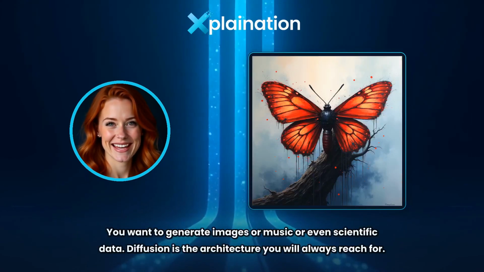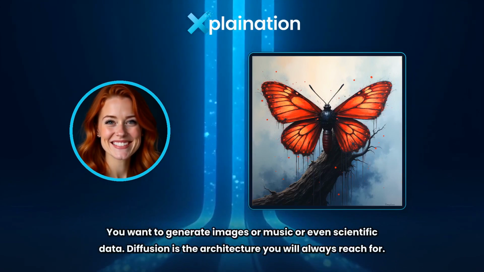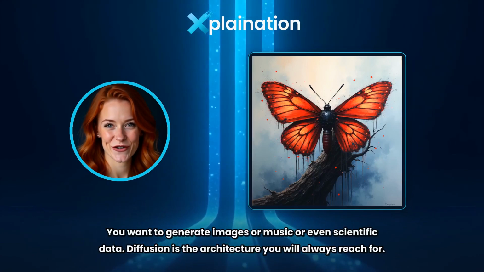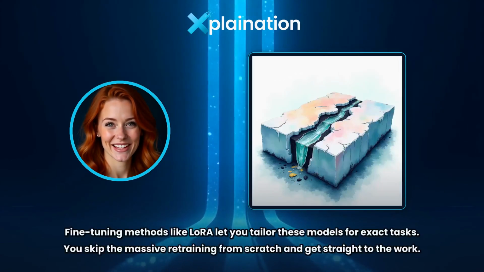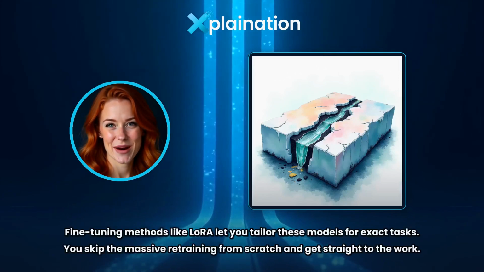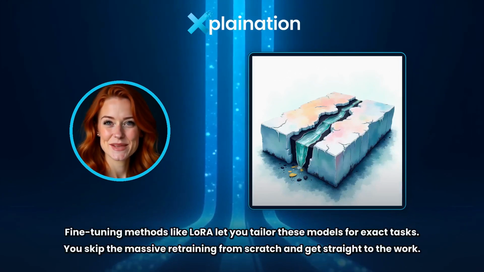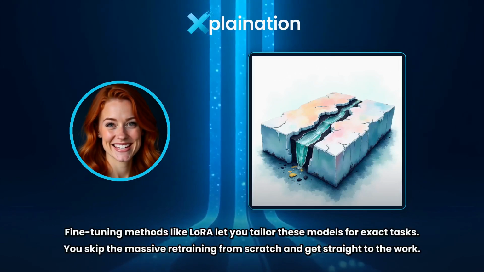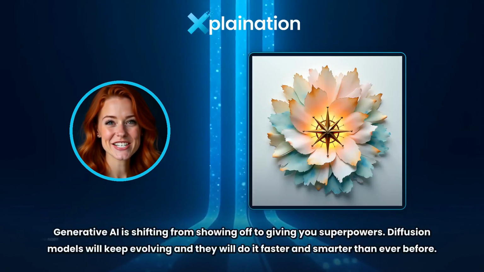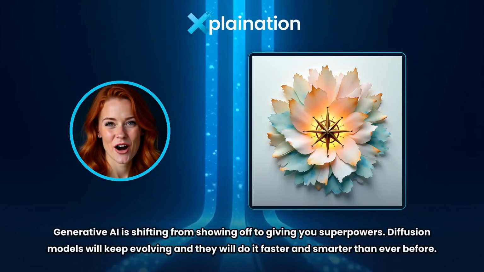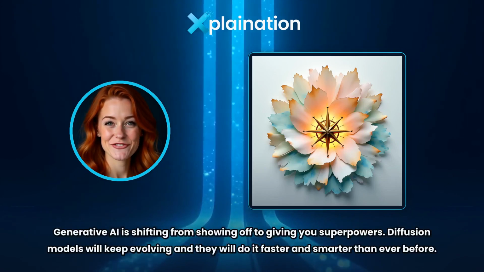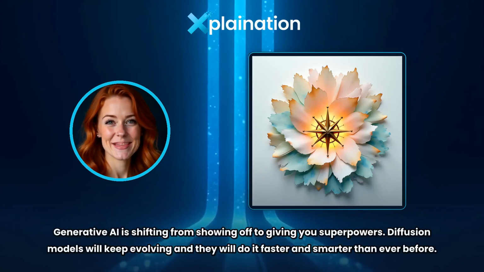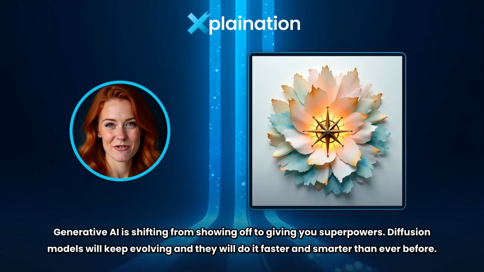You want to generate images or music or even scientific data. Diffusion is the architecture you will always reach for. Fine-tuning methods like LoRA let you tailor these models for exact tasks. You skip the massive retraining from scratch and get straight to the work. Generative AI is shifting from showing off to giving you superpowers. Diffusion models will keep evolving, and they will do it faster and smarter than ever before.